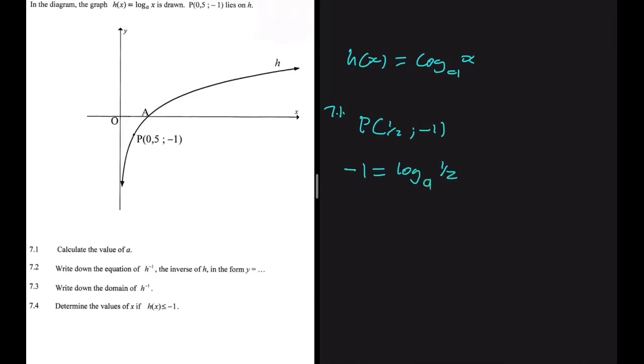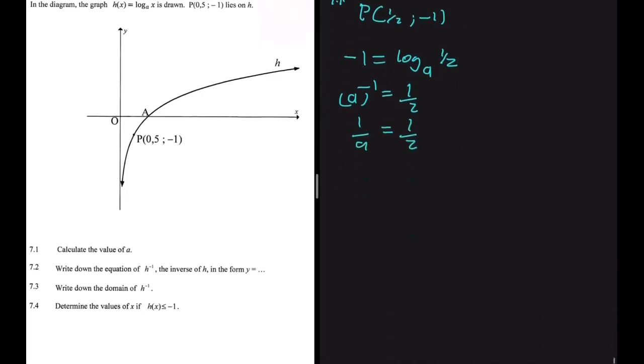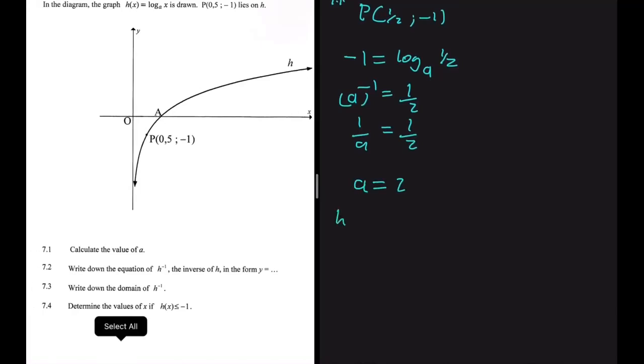So let's go ahead and solve this. If we do that, we're going to get a to the power -1 being equal to a half. But what is a to the -1? It's the same as 1 divided by a, right? And this is equal to 1 divided by 2. So it's easy to see here that a should be equal to 2, meaning that our function h of x, we can write it as log of x base 2 instead of a, right?